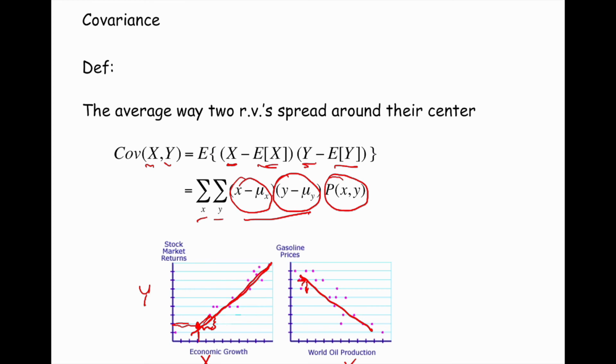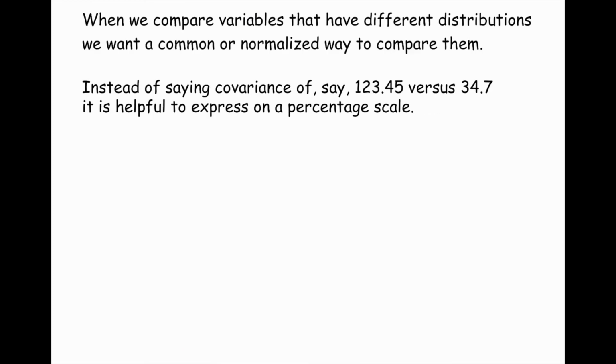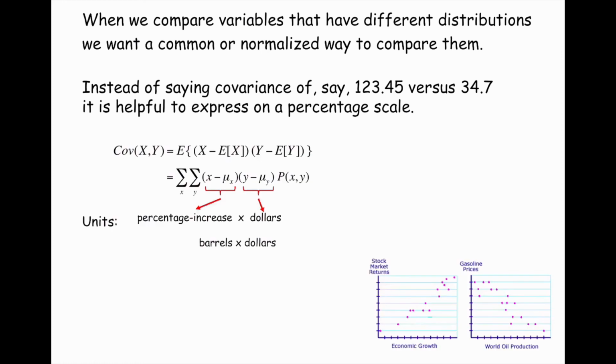Okay. So this is our covariance. But there's a problem with covariance, and we're going to fix this up in a slide or two. If you have a covariance, you're multiplying one quantity by another. So you're going to have a number, like a covariance of 123.45 or a covariance of 34.7. But it's useful to be able to express them on a percentage scale because the units are confounding.